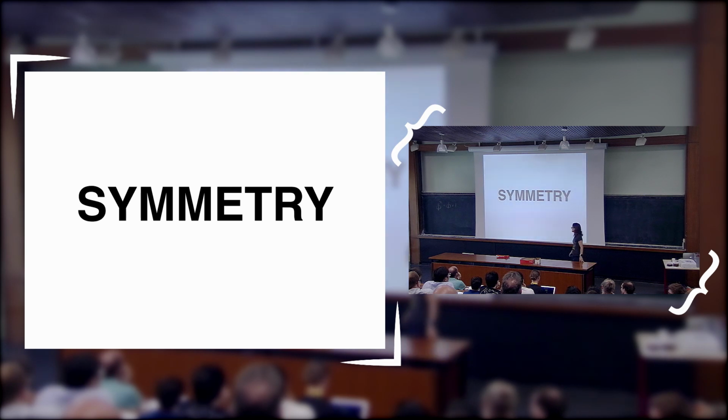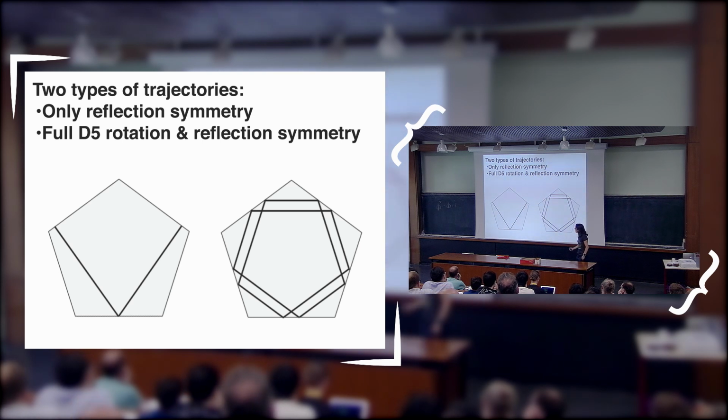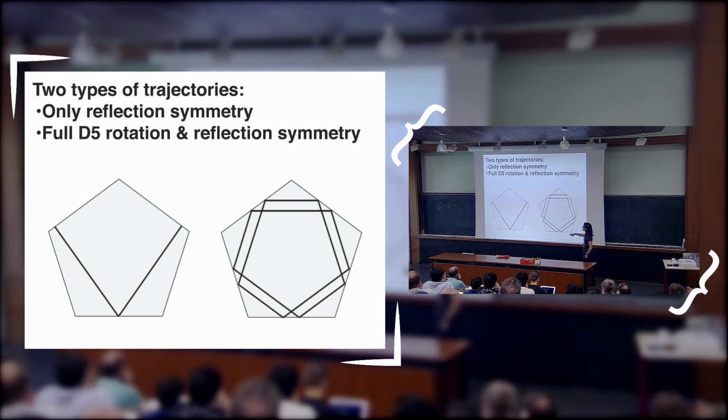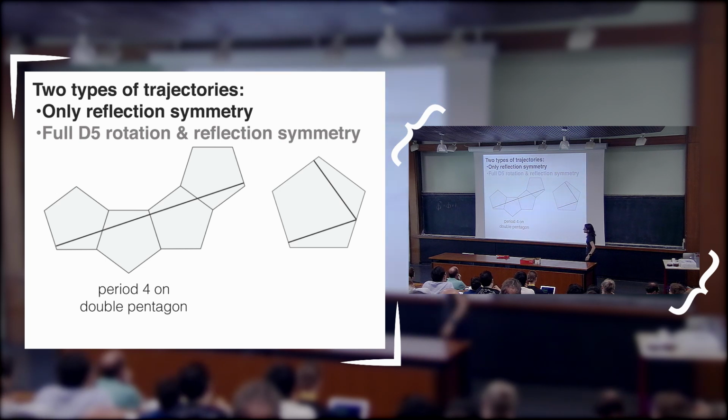Okay, so let's talk about symmetry. Saul asked about symmetry. So there's two types of symmetry on the billiard patterns. One is that it has only reflection symmetry, and the other is that it has the full dihedral group symmetry of the pentagon, so reflection and fivefold rotation, like this one on the right. So if you're going to have only reflection symmetry, it's because when you fold it up, what you see is what you get, I guess.